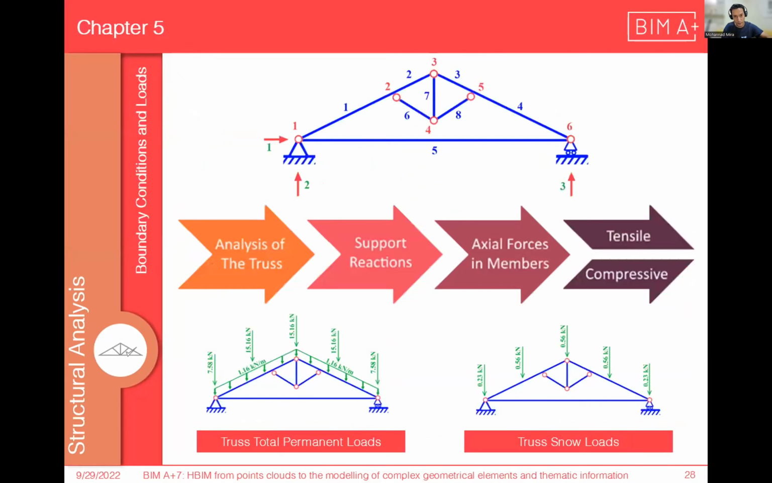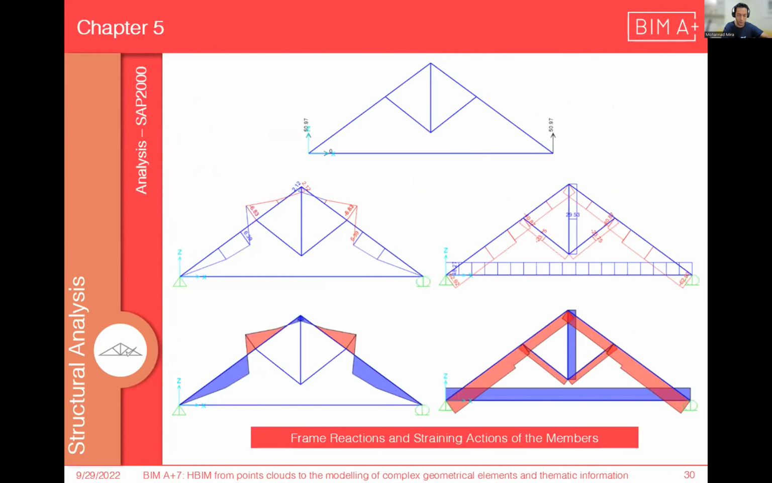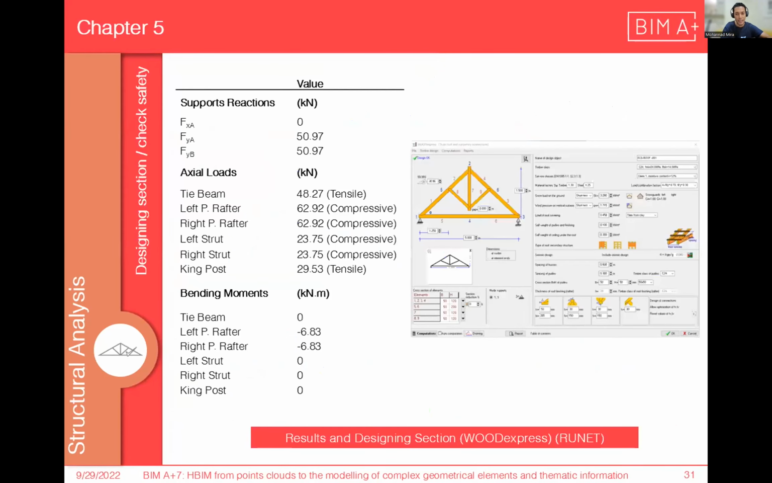And I needed to make some structural checks, of course. So I made some structural analysis for the frame itself with the supporting loads on it, and exported through Revit into another software, which was SAP 2000, by an extension. And then I designed these sections, of course, using the straining actions obtained, through a Wood Express tool, which designs the wooden elements through the Eurocode format.